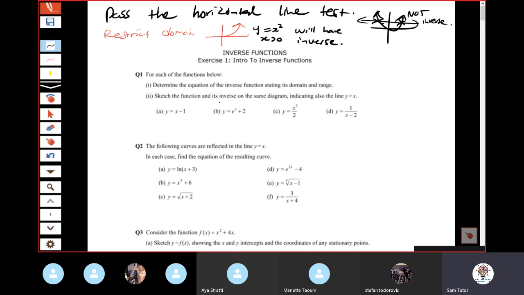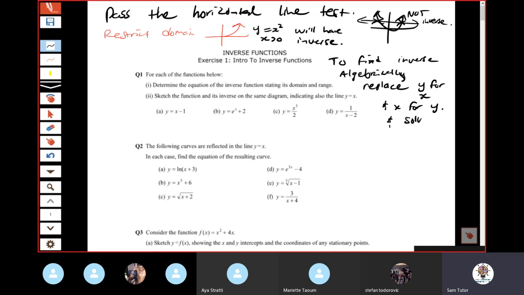Okay, so to find your inverse functions algebraically, you just replace y for x and x for y, and then solve for y. So you replace your x's and y's, and then you essentially solve for y again.